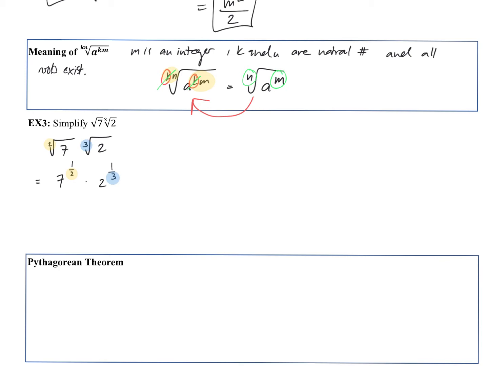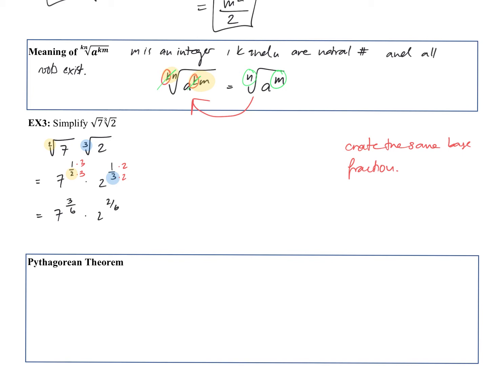Now what we're going to do is try to create the same base fraction. So how do we make 2 and 3 have the same base? Well, let's create the common denominator of 6. So multiply this by 3 and by 3, and 2 and 2. And we've done this before with fractions, so that shouldn't be too new. So that'll be 7 to the 3 over 6 power times 2 to the 2 over 6 power.